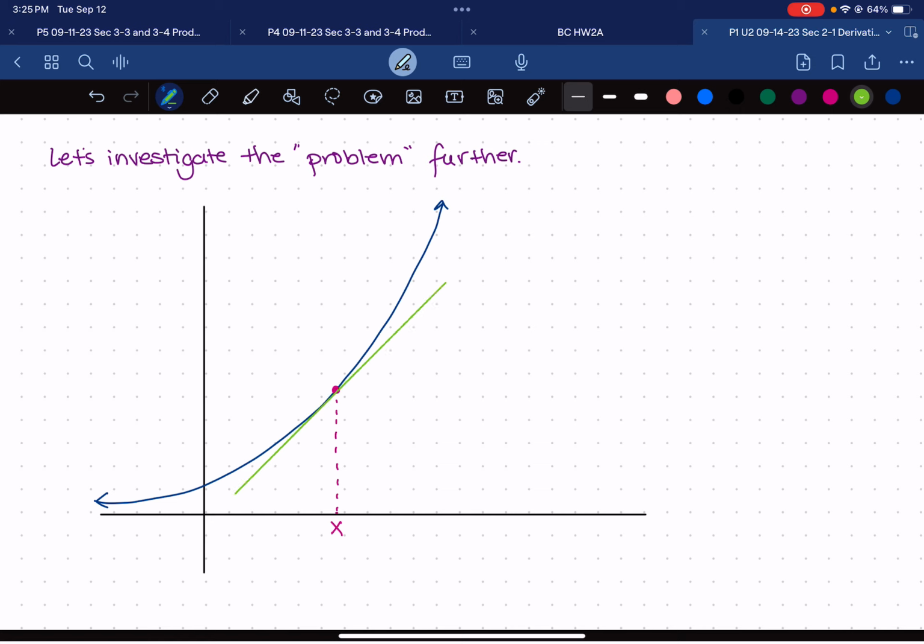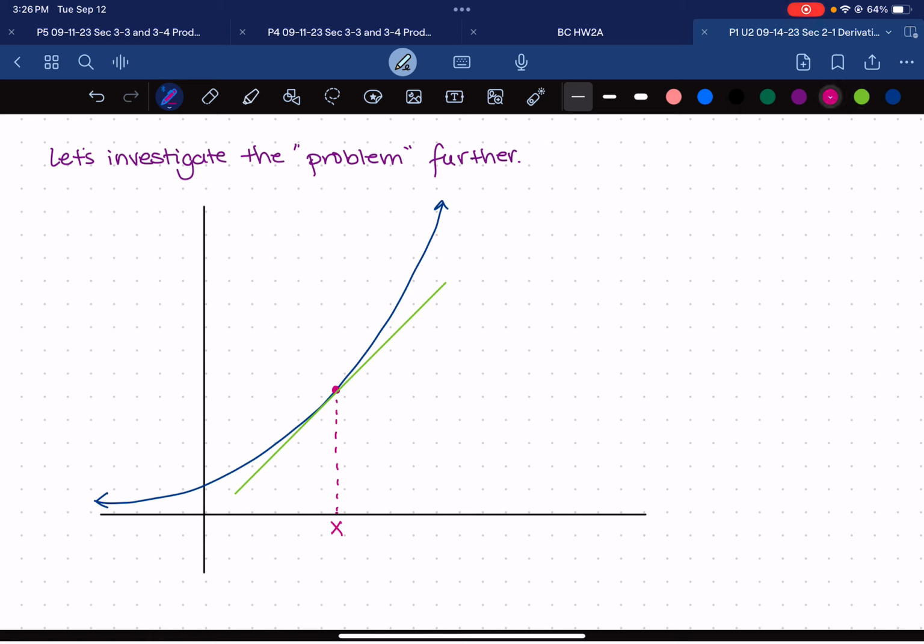Now, we don't know exactly what the tangent line is. Our slope formula requires 2 points. When we do y2 minus y1, we need the y coordinates from 2 different points. And if we're just looking at the tangent line, we only have 1 point. So how do we find the slope of a line when you only know 1 point? Well, what we can do is approximate this. We can start with an approximation.